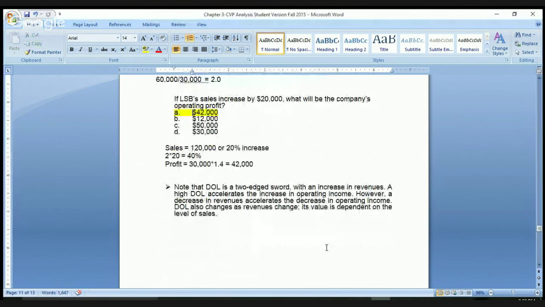Now, note that the DOL is a two-edged sword. With the increase in revenues, a high DOL accelerates the increase in operating income. However, a decrease in revenues accelerates a decrease in operating income. So it works both ways. The higher the DOL, the sharper the increase, but also the sharper the decrease. It also changes as revenue changes. Its value is dependent on the level of sales.